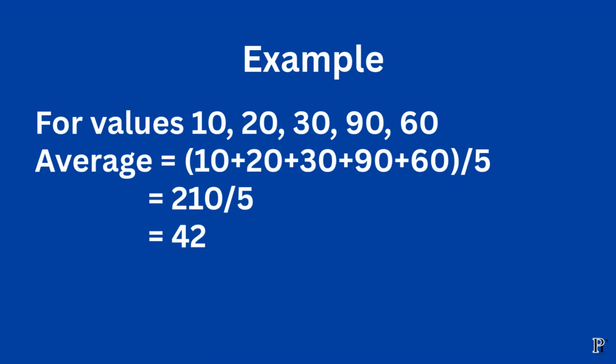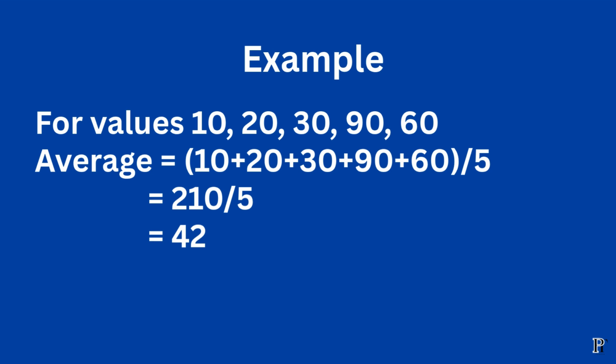Let's see a simple example. Let's say we have 5 numbers. These are the 5 numbers we have, and the total of these numbers is 210. Now we will divide 210 by 5, so the average is 42.